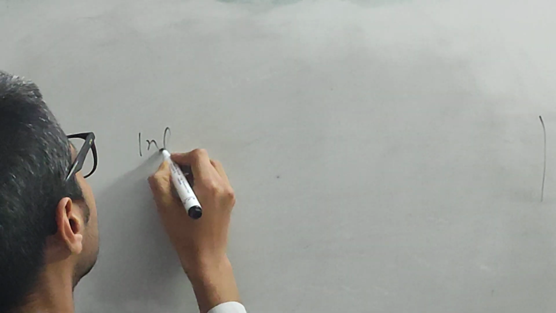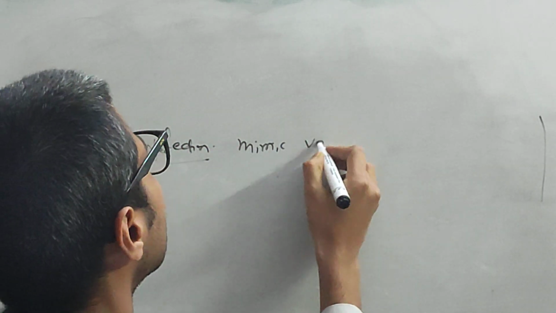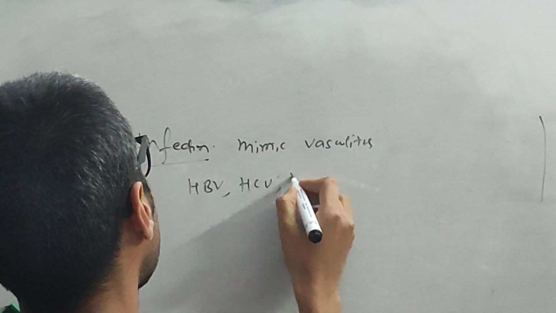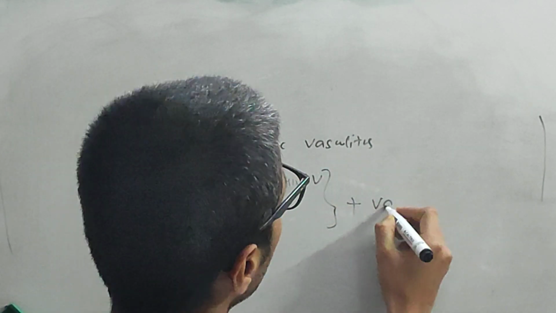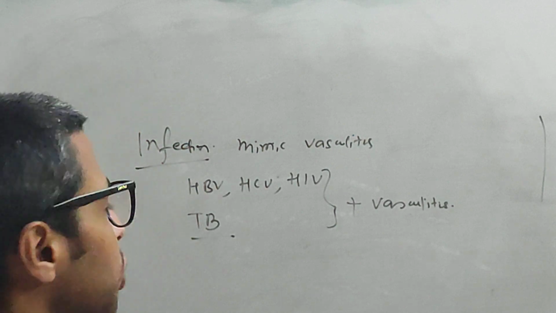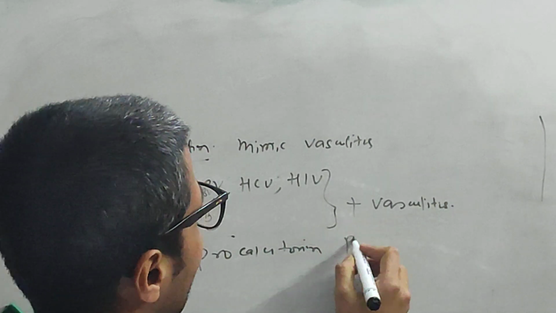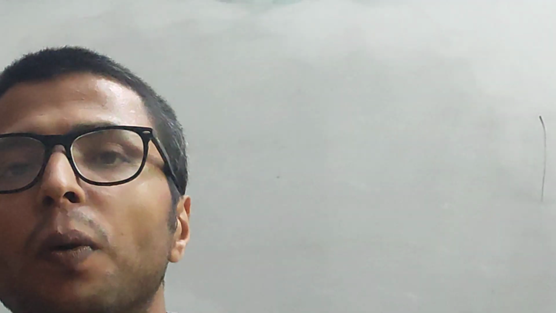So first of all, you have to rule out infection, because infection can mimic vasculitis. Infections like hepatitis B, hepatitis C, HIV, tuberculosis can mimic vasculitis, or can even be coexistent with vasculitis. So first of all, you have to treat infection before treating vasculitis with immunosuppressants. You have to send for procalcitonin to rule out any bacterial infections like brucella, leptospirosis. These can mimic vasculitis. So the first and foremost thing is that you have to rule out infection.